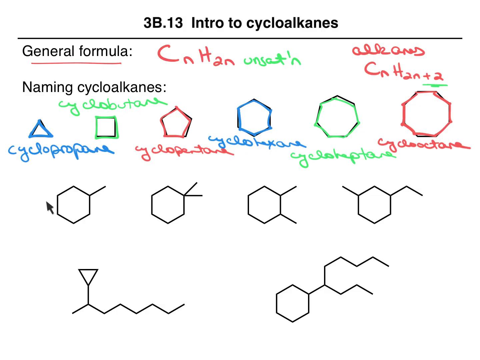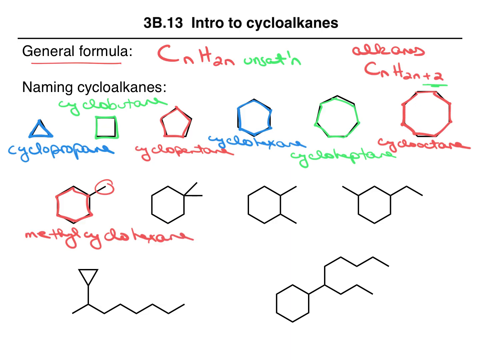Now, if we have a ring that has a branch, typically we want to focus on which one is bigger. Because this is big and this is small, we're going to name this as our base and then this is our branch. Over here, because this is big and this is small, it'll be easier to give this the base name and call this a branch. So we have 6 carbons in a ring, so this will be cyclohexane, and then this is a methyl branch. So this first compound is methylcyclohexane, all one word.